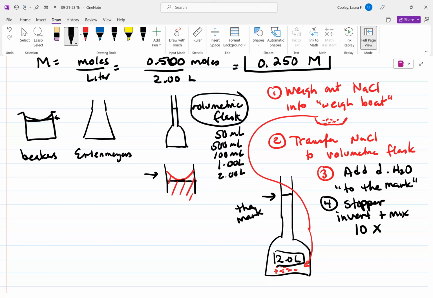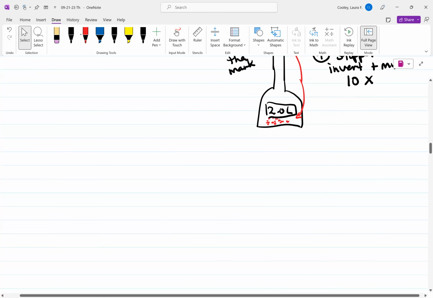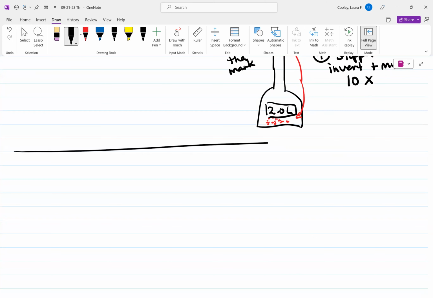If you just kind of go like this, it's not going to really be mixed. So do it the right way. All right, we learned it here first. Okay, so that's how you do it.